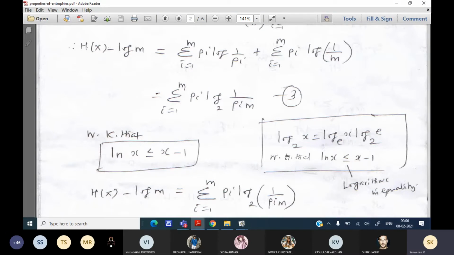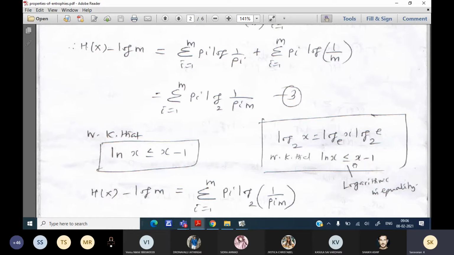First, the base is 2. I'm going to convert this into natural log. How to convert? Log x base 2 can be written as log x base e into log e base 2. So I can take log e base 2 outside, and then I'm going to get natural log. The logarithmic inequality can be applied for natural log: ln x is less than or equal to x minus 1.